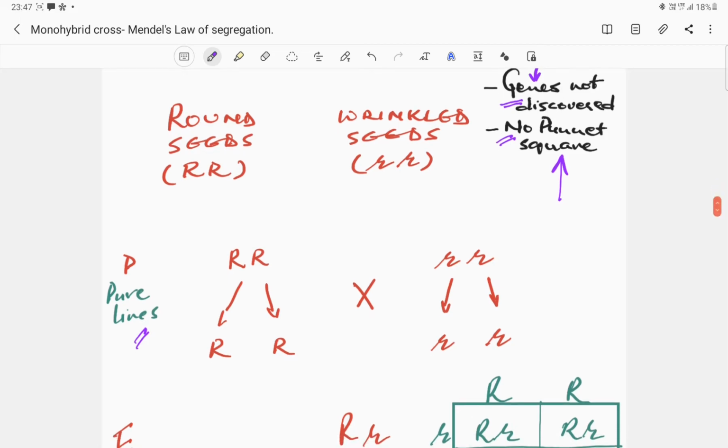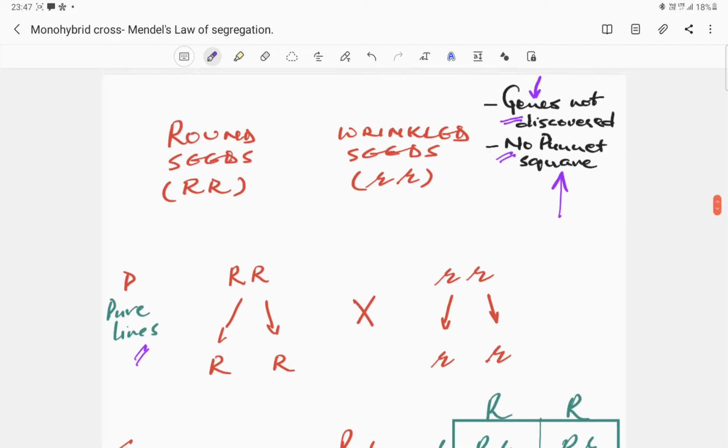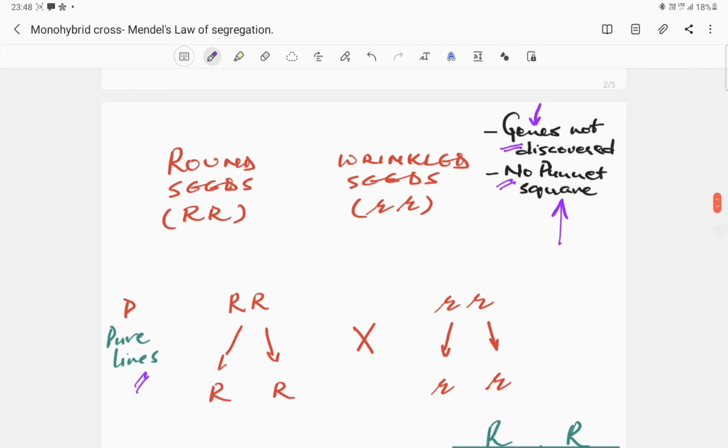So he first of all chose these two pure lines. He chose a pure line for round seeds. He chose a pure line for wrinkled seeds. What do we mean by that? That this is homozygous dominant and this one is a homozygous recessive plant. And then he basically crossed these two plants.